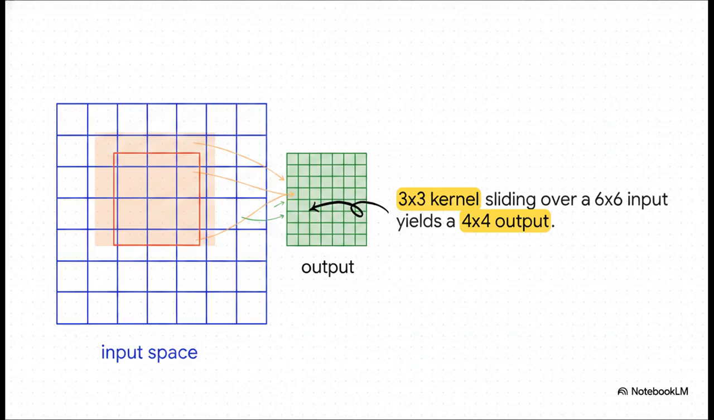That's the formula. Every single cell in that resulting output grid is a freshly calculated weighted sum of the 9 input cells that just overlapped. It's really just an elegant, highly structured way to compress visual information into meaningful patterns.